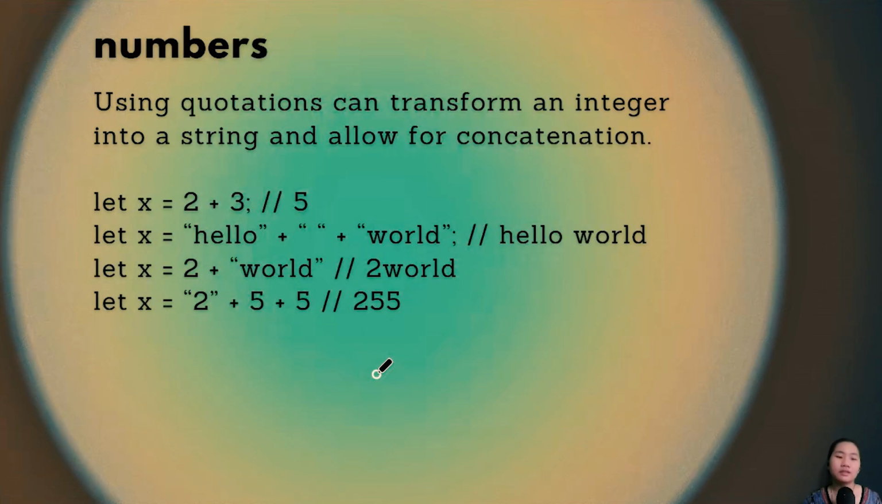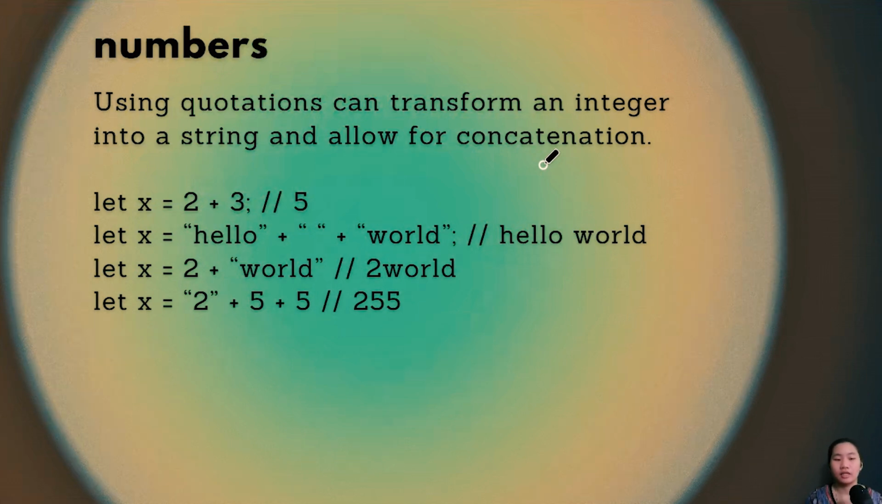Last but not least, let's talk about this interesting topic, numbers or integers. Using quotations, we can transform an integer into a string and allow for concatenation. Concatenation is basically a fancy way of saying adding everything together, or like appending, right? But we're not adding numbers by any means. We're not adding arithmetic. This is concatenation for strings.